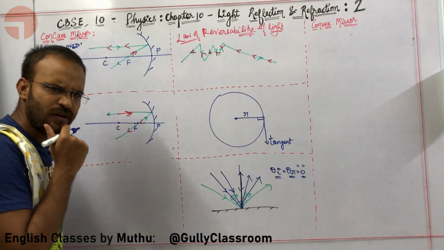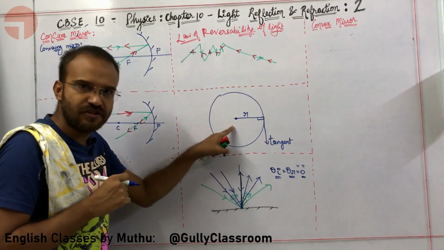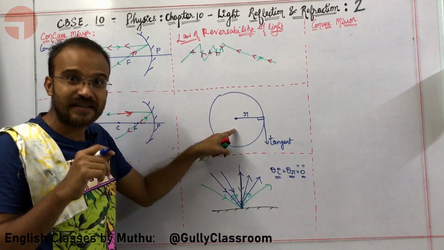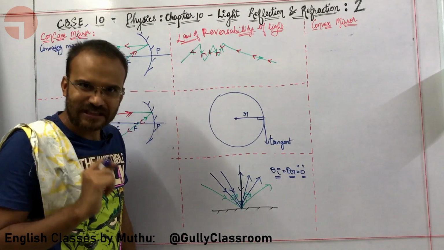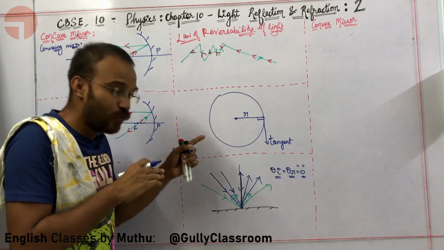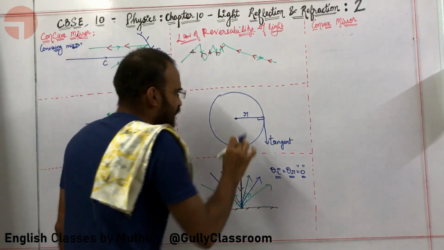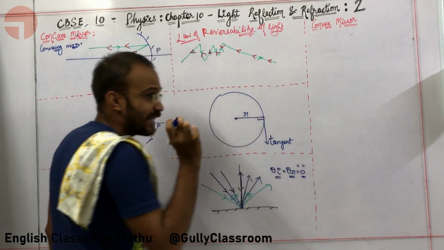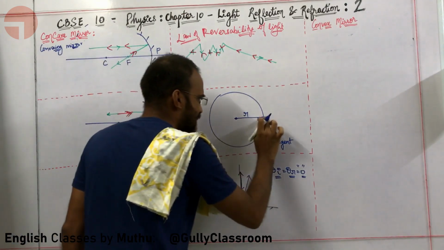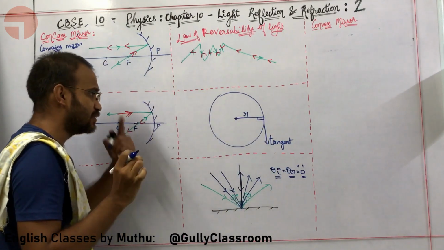Sir, where am I going to study this? You are going to study this concept in a chapter called circles in your 10th standard mathematics. There is a proof for this. We will see the proof at that point. Anyway, here the radius and the tangent are at right angles to each other.